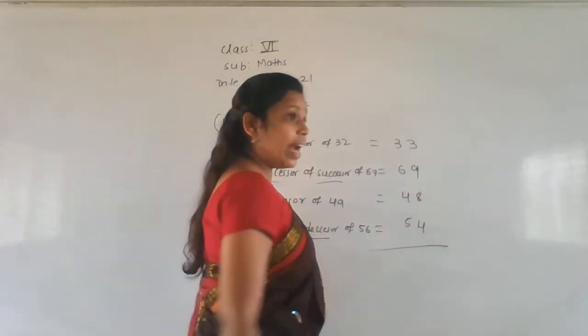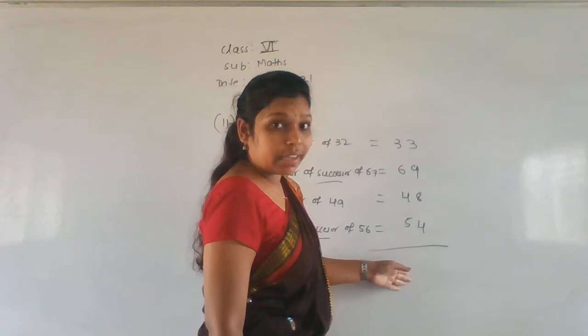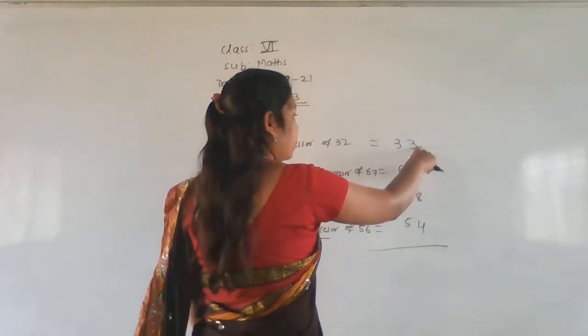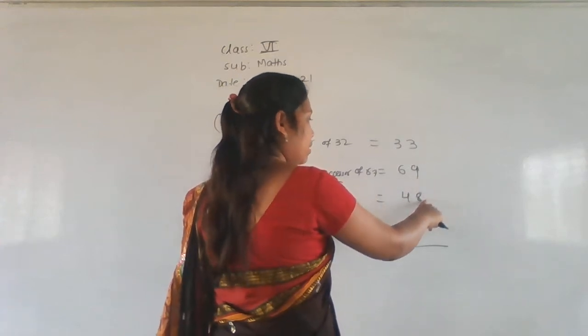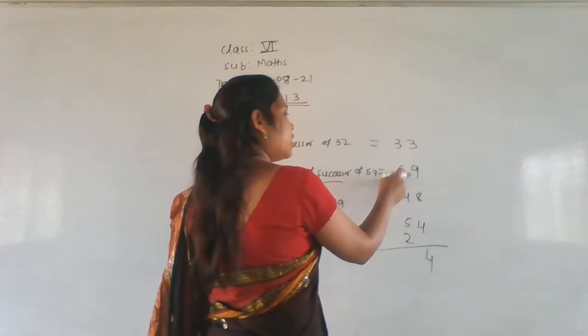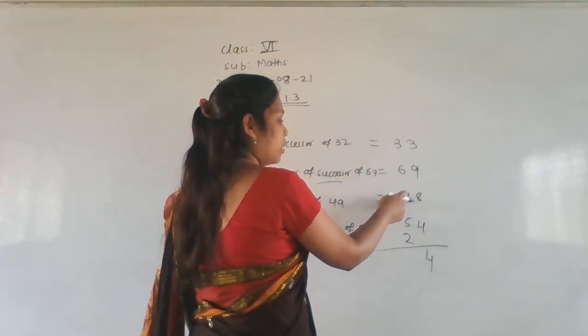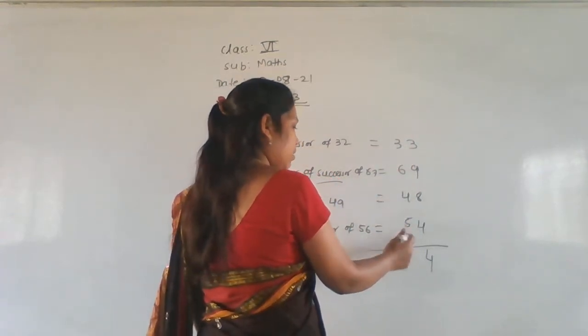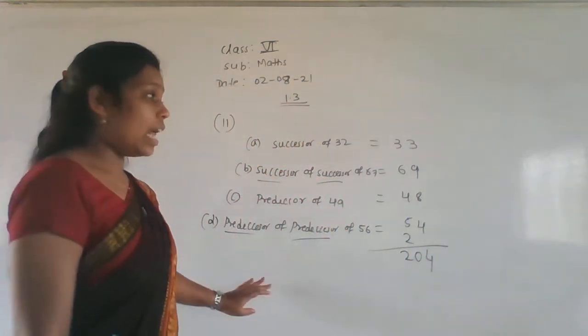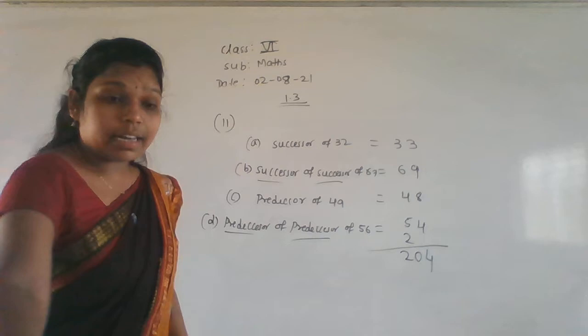Find the sum of these four numbers they have given here. Sum means what? We have to do the addition. So add now. That is 9 plus 3 is 12. 12 plus 8 is 20. 20 plus 4 is 24. And 6 plus 3 is 9. 9 plus 4 is 13. 13 plus 5 is 18. 18 plus 2 is 20. 204 is the answer. Okay, the 11th one, 204 is the answer.